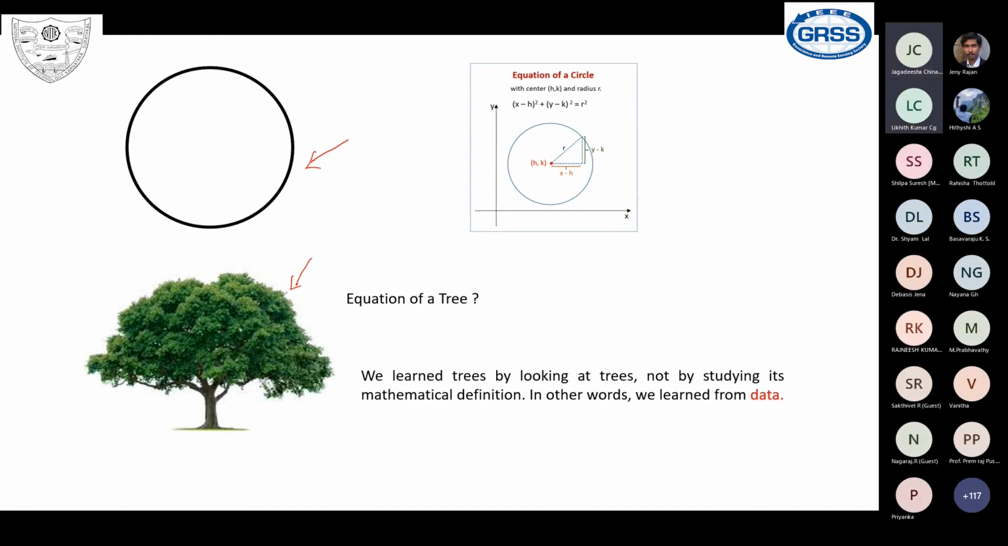Sir, when we test the data, it will classify which images are trees and which are not trees. Like that, it will predict them, sir.